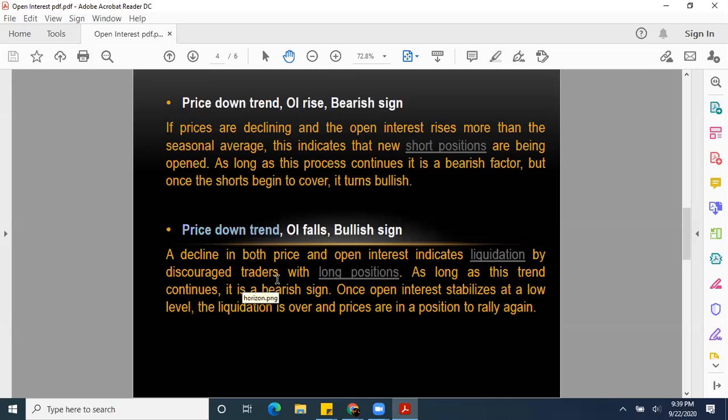right? So price is going down and open interest is also going down. As long as this trend continues, it is a bearish, it's supposed to be a bullish sign, right? So price is going down and open interest is falling, it is a bullish sign. It's supposed to be a bullish sign there. The error is mine, right?